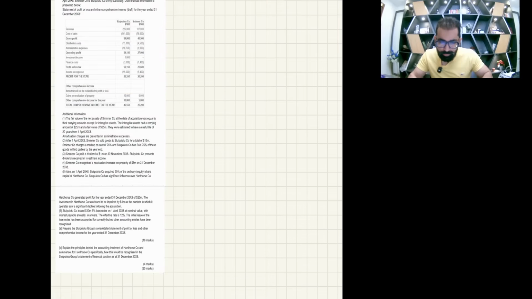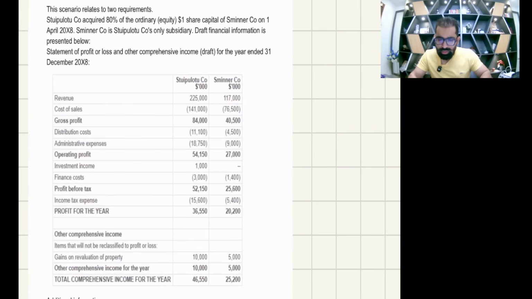Now this is the question. The name of the question is S company. I would use ST for the parent and SM for the subsidiary. ST for parent and SM for subsidiary.